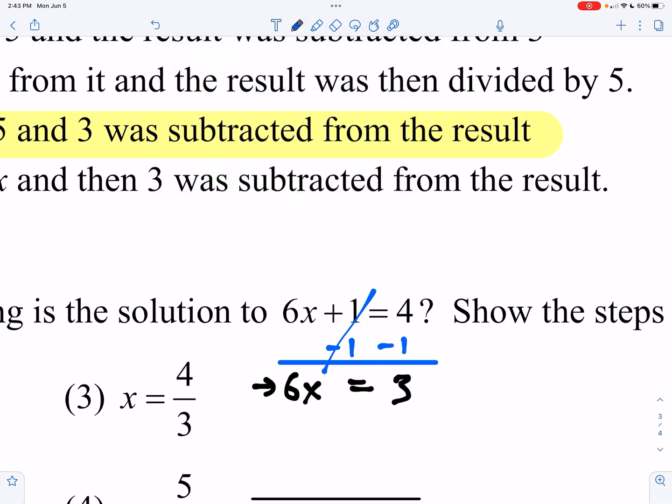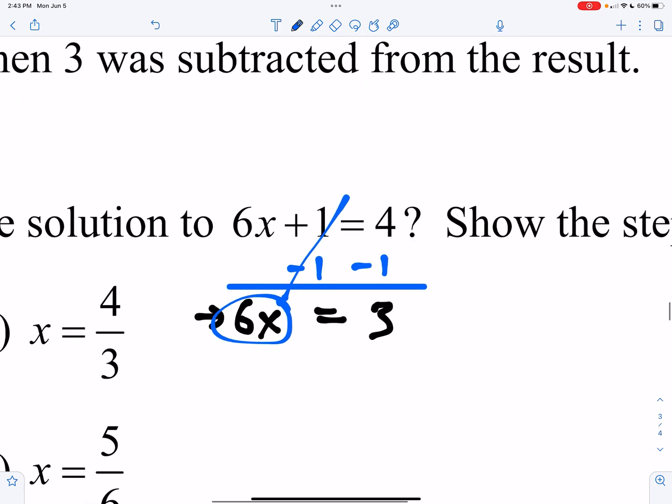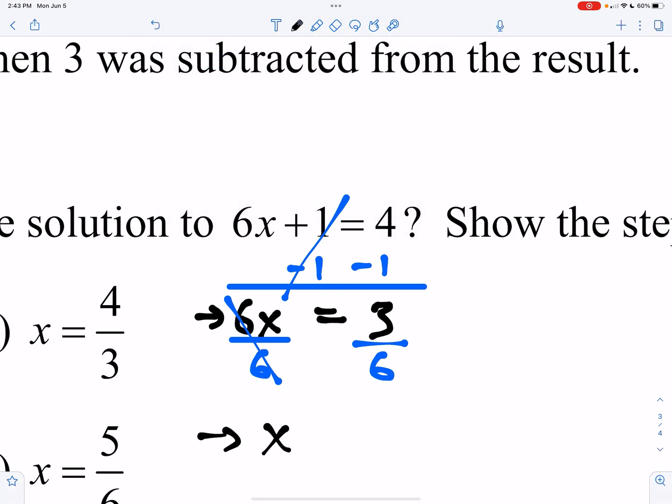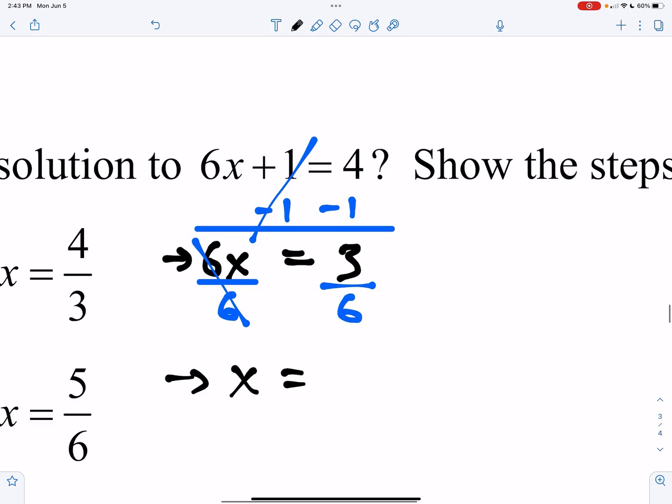The last step is to do the opposite of what I see here. Now, I see 6x, which is 6 times x. The opposite of times is divide. So I'm going to divide both sides by 6. So our last step is x, which is now by itself, is equal to 3 over 6. Now, please don't get that confused. 3 divided by 6 is not 2. 3 divided by 6 reduces to 1 over 2, which is 1/2.